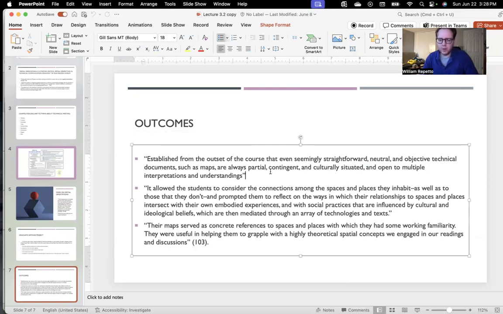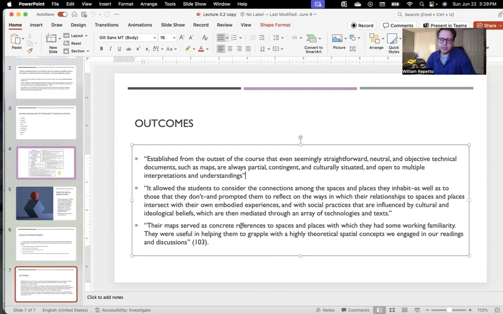The second part, that they're always partial, contingent, culturally situated, and open to multiple interpretations and understandings. You saw me give an example with the campus map of how different locations and places being there or not being there can change your interpretation and understanding. So keep that in the back of your head as you do this assignment online. Secondly, the project allowed students to consider the connections among the spaces and places they inhabit, as well as those they don't, and prompted them to reflect on the ways in which their relationships to spaces and places intersect with their own embodied experiences. And with social practices, they're influenced by cultural and ideological beliefs, which are then mediated through an array of technologies and texts. So there's quite a lot there.